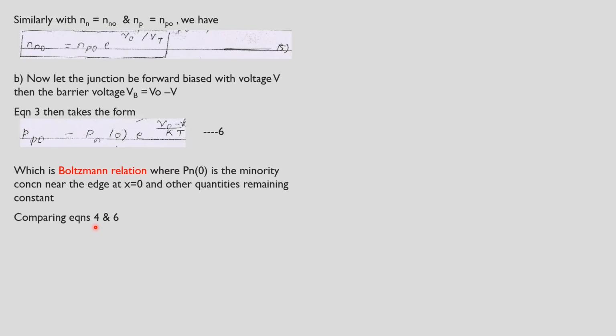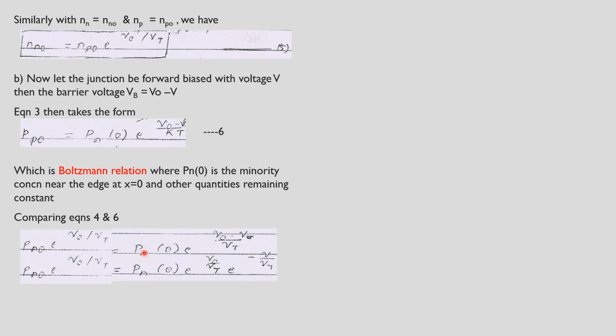Comparing now equations 4 and 6, we can equate them. We can write down Pn0 into e raised to V0 by Vt is equal to Pn of 0 into e raised to (V0 minus V) upon Vt. Split the powers of this exponential into e raised to V0 by Vt into e raised to minus V by Vt. And rearrange this equation, this will cancel out e raised to V0 by Vt, and we get Pn of 0 is equal to Pn0 into e raised to V by Vt.